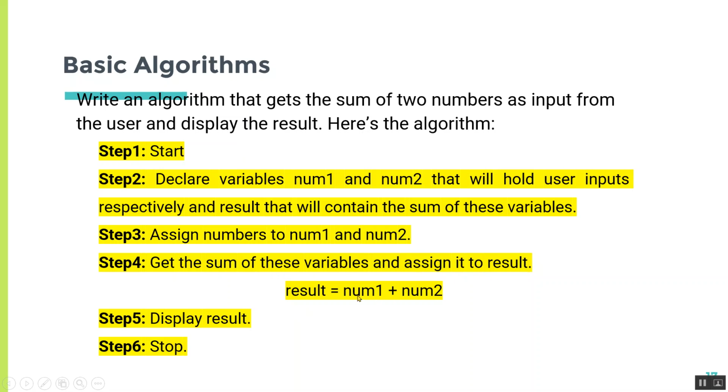So as you can see here, I also put the equation on how to get the result from num1 and num2. So num1 plus num2, I'll just plug in the values of 10 and 15. So 10 plus 15 is 25 and it will be assigned to result. So result here will be displayed in step 5. Whatever the value of result will be displayed in step 5. And then after step 5, step 6, we have to stop the algorithm, meaning to say it already finished its job. So this is how you use variables.